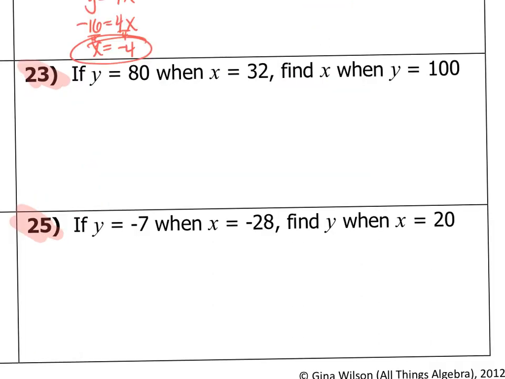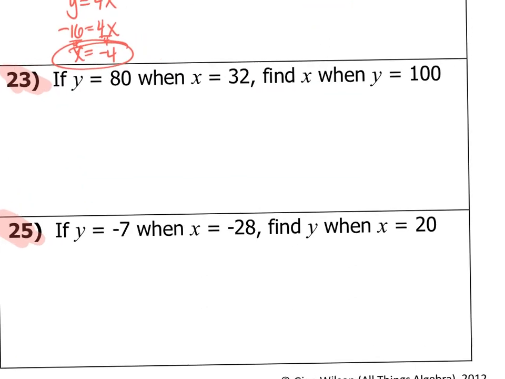All right, now we just have words. If y equals 80 when x equals 32, find x when y is 100. Okay, so here we have x is 32, y is 80. Find x when y is 100.